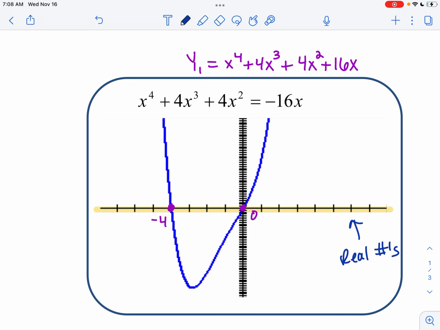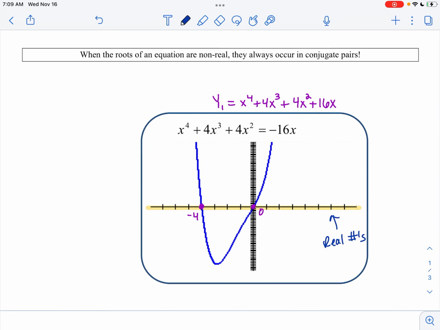So even though this is a 4th degree polynomial and we might expect to see either 4 x-intercepts or maybe a turning point x-intercept that counts as 2 and 2 other x-intercepts, we're only seeing the 2 real values. The 2 non-real do not connect with our x-axis.